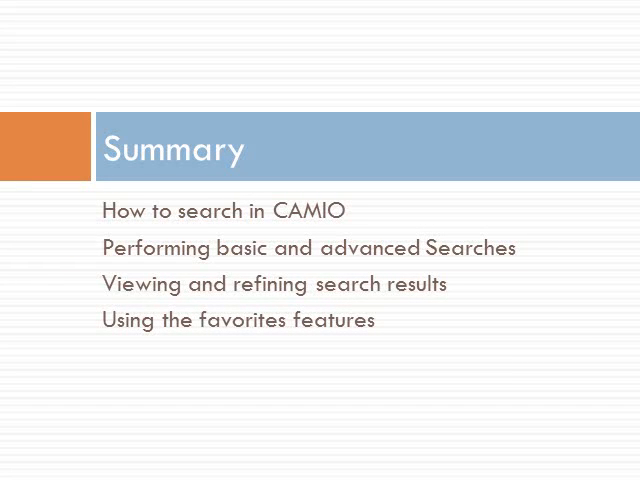Today I've talked about how to use CAMIO and the various features of the database. I've discussed how to perform basic and advanced searches, how to view and refine search results, and how to use the favorites feature to save previous searches, as well as saving items to a web document. I hope you've enjoyed this tutorial, and happy searching!